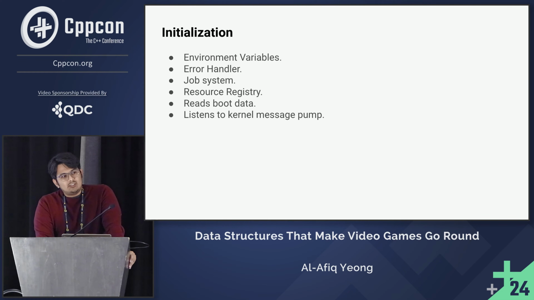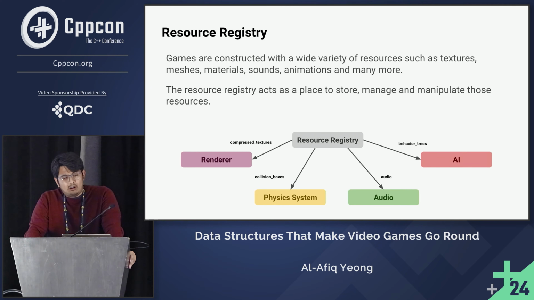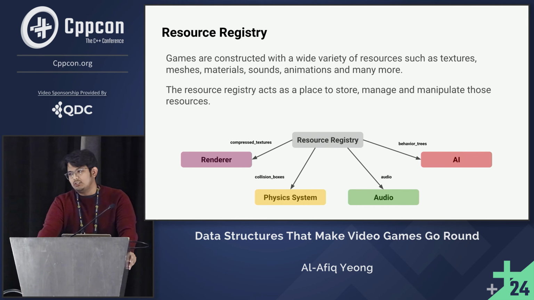So why do we need a resource registry in video games? Well, games are made with a lot of different types of assets, right? We have models, materials, textures, audio files, behavioral trees for your AI systems. And the resource registry acts as a place where we store them, manipulate that data, and also expose them to the system whenever required. Whenever requested.